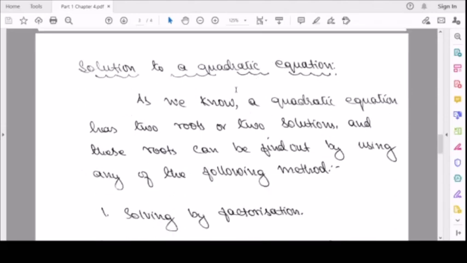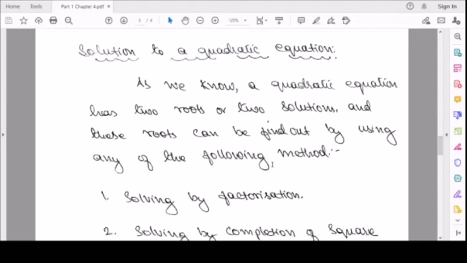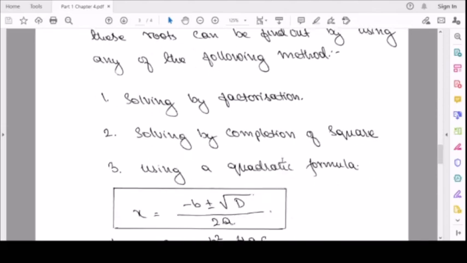Now, the solution to a quadratic equation. How will we solve a quadratic equation? As we know that the quadratic equation has 2 roots or 2 solutions, and these roots can be found by any of the following methods. Number one, solving by factorization or by splitting the middle term. I think you have come across factorizing by splitting the middle term.